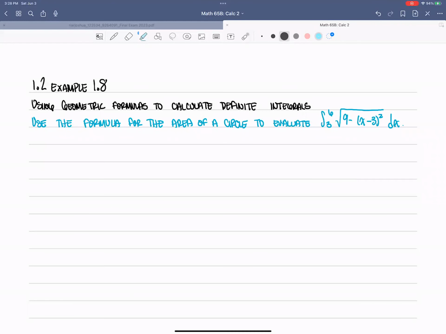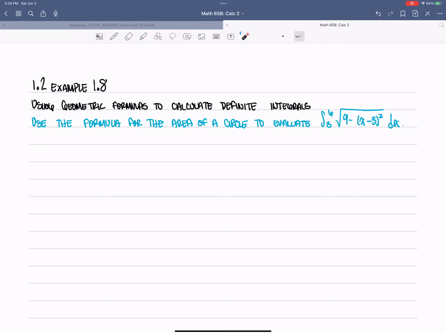Section 1.2, example 1.8. Use geometric formulas to calculate the definite integrals. So use a formula for the area of a circle to evaluate the integral from 3 to 6 of the square root of 9 minus (x minus 3) squared. They mentioned the area of a circle. Sounds a bit weird. Oh, I see it.